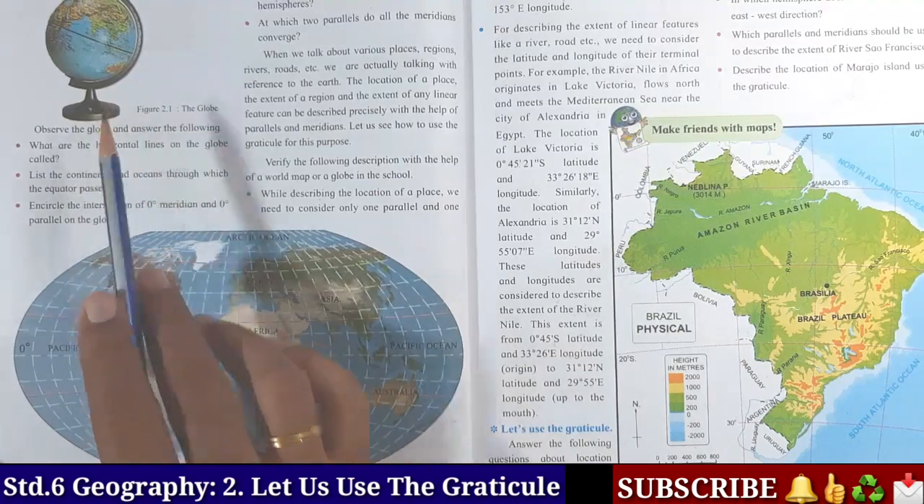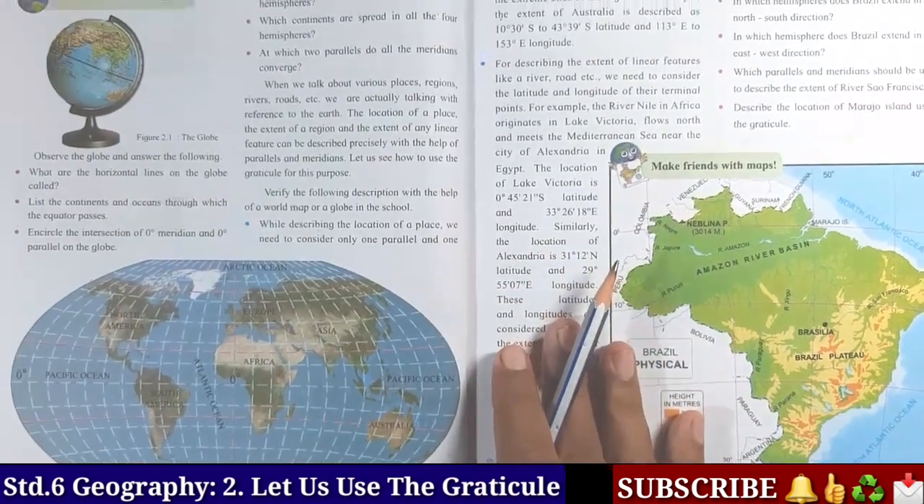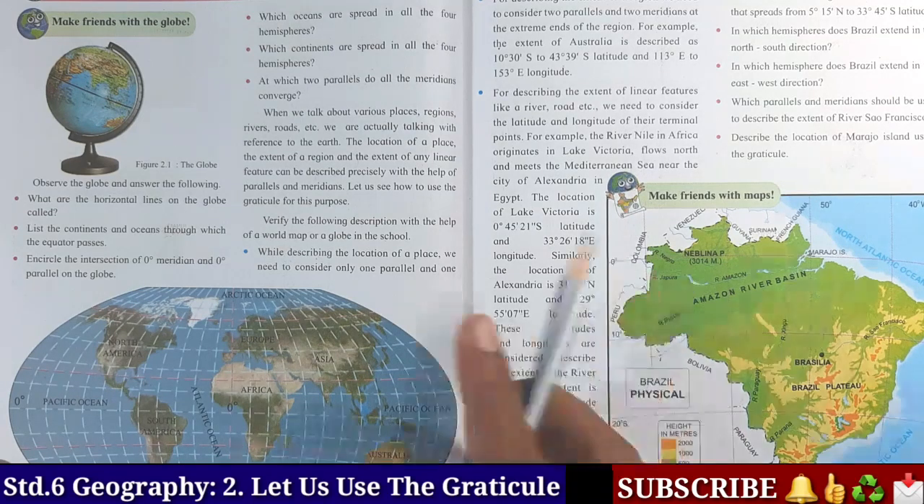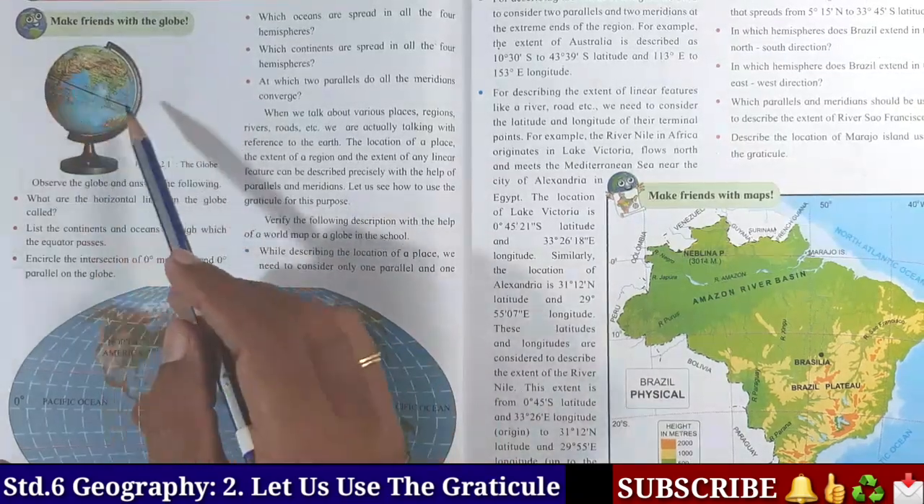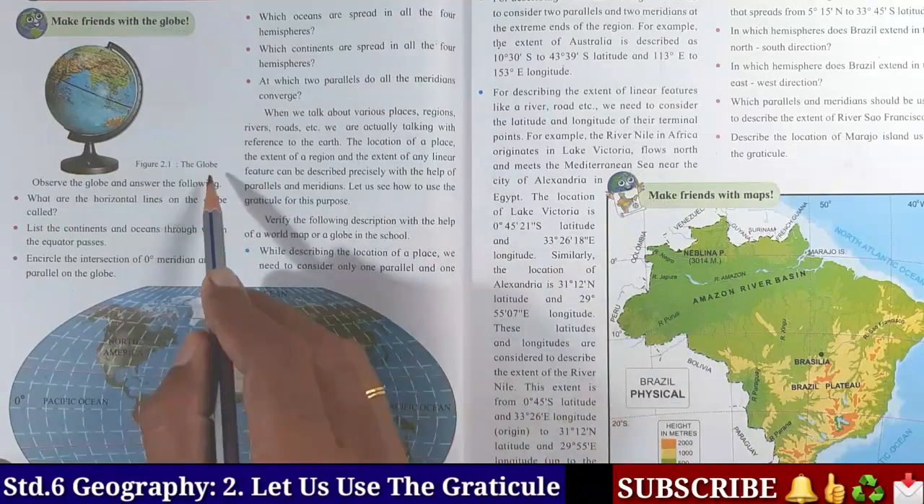So it is a globe. Students, do you know what is a globe? Yes, in the last chapter we have studied what is a globe. If you remember, you can type your answer in the comment box. Yes, the globe is a miniature of earth. It is a miniature or a model of earth, we can say. So it is a globe.